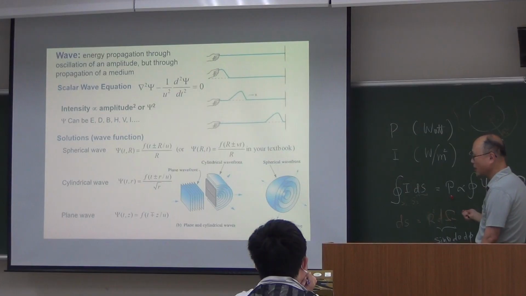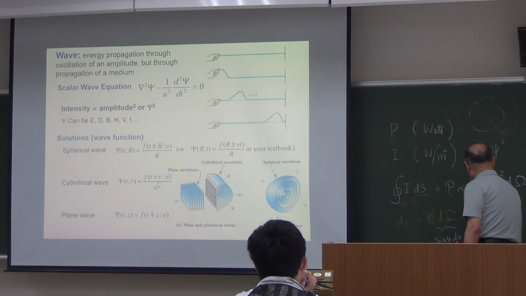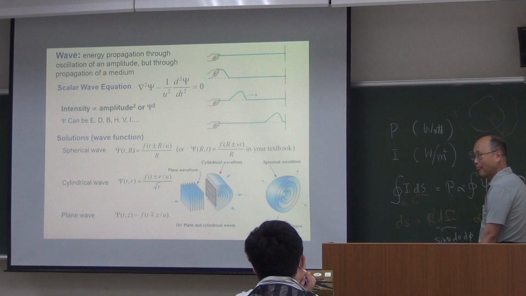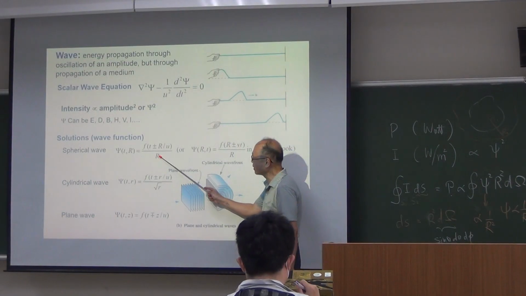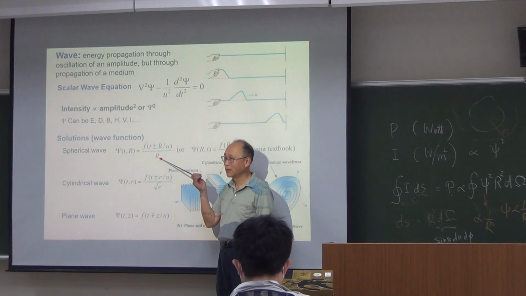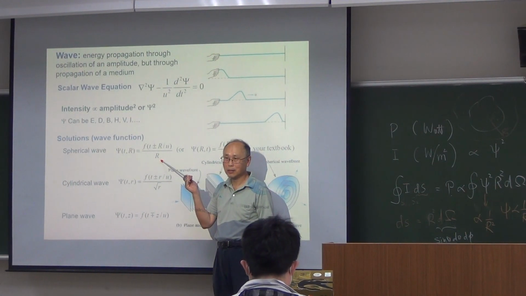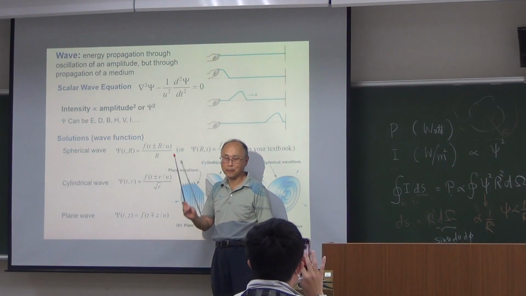But this power is a constant over distance. It does not depend on distance. So apparently, this has to be proportional to 1 over R squared. So this means that the amplitude is proportional to 1 over R for a spherical wave. That is why you have this 1 over R dependence. Okay, so everybody understands this, right?